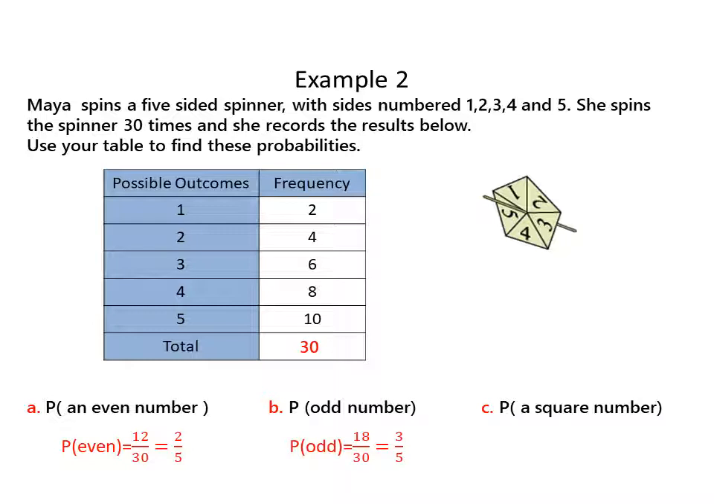What is the probability of getting a square number? A square number means the product of multiplying a number by itself. So 1 times 1 equals 1, and 1 is a square number. 2 times 2 is 4, so 4 is a square number. So here 1 and 4 are square numbers. 1 we get 2 times, 4 we get 8 times. So the probability of getting a square number is 10 out of 30, which after simplifying will be 1 out of 3.